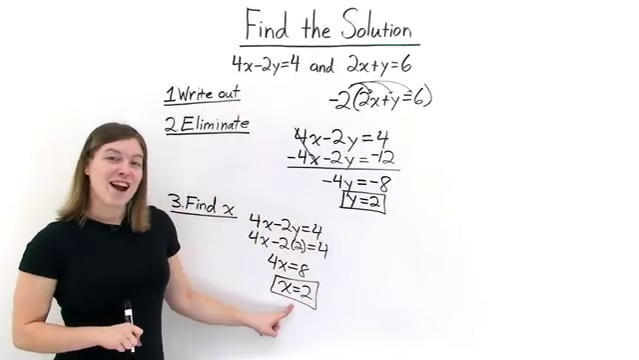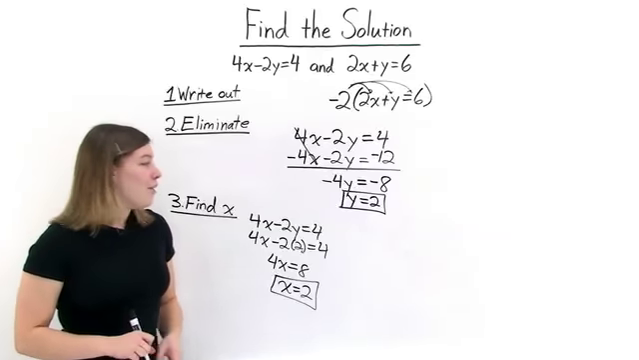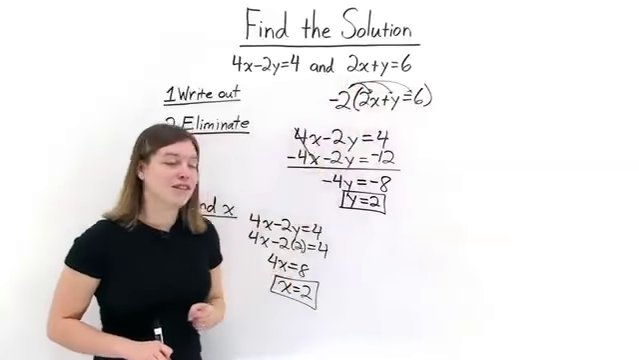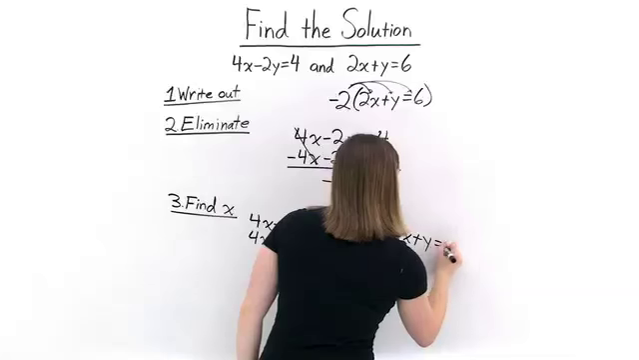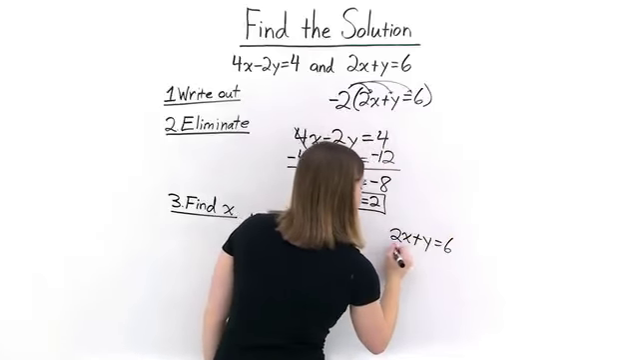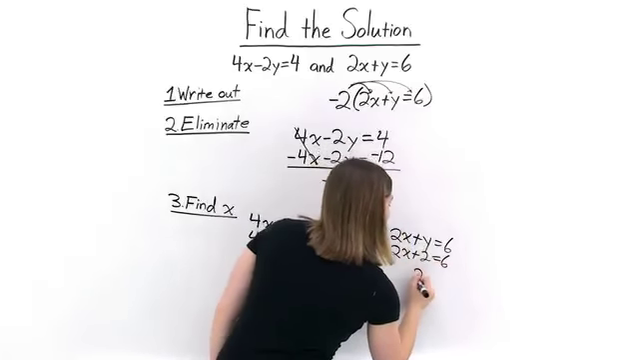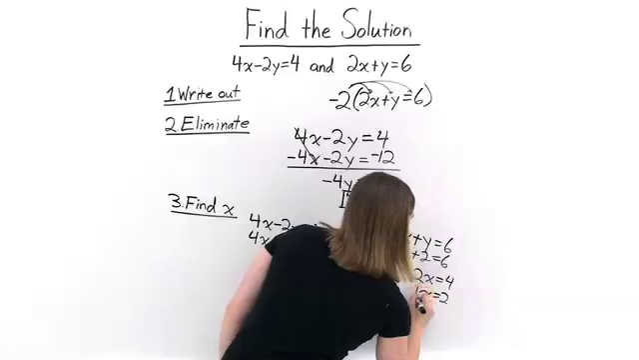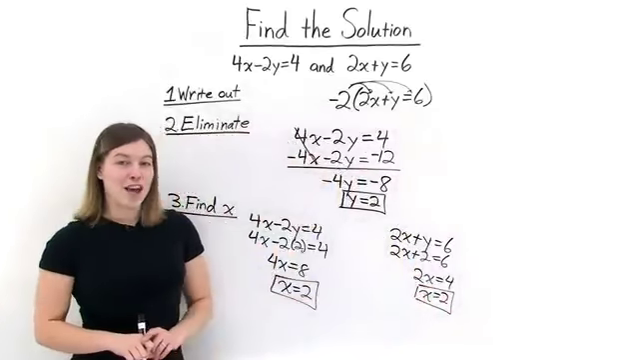We got a value for x. So x equals 2. Now, let's make sure we get the same x value when we plug in our y value into our second equation. So we have 2x plus y equals 6. Substituting in y, we have 2x plus 2 equals 6, or 2x equals 4. Again, we get that x equals 2. We got x equals 2 in both cases.